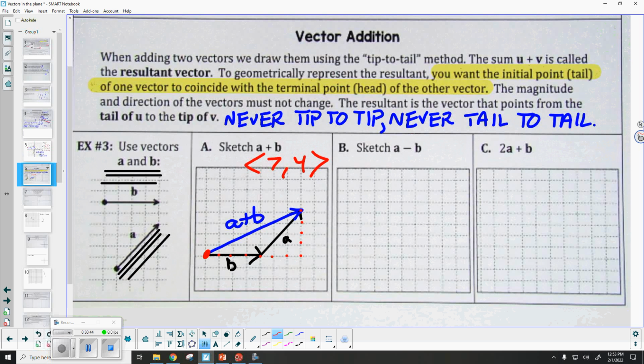Now, for B, when it says sketch A minus B, don't think of it in terms of subtraction. Think of subtraction in terms of adding the opposite. So let's show A plus negative B. Remember, this is one of the first things we talked about in the lesson. If I multiply a vector by a negative, what happens to it? It changes in the exact opposite direction. Okay, so let's start with A.